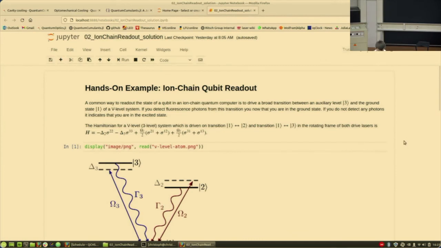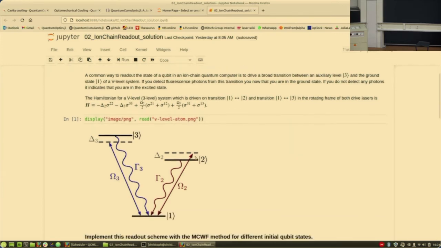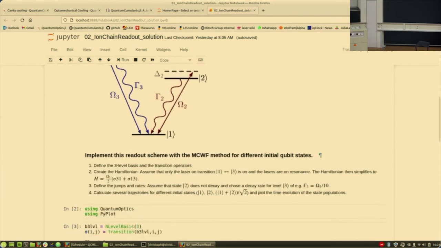Okay, just to recap what we did yesterday: was everybody fine with the ion chain readout example? Do you still have some questions? Did something not really work for you, or should I just go on with the next example? Maybe I'll just mention briefly what we did.